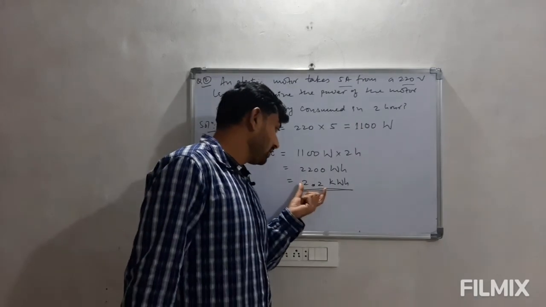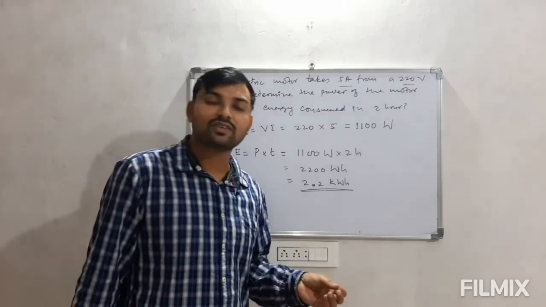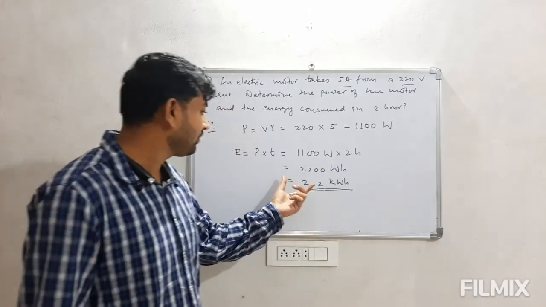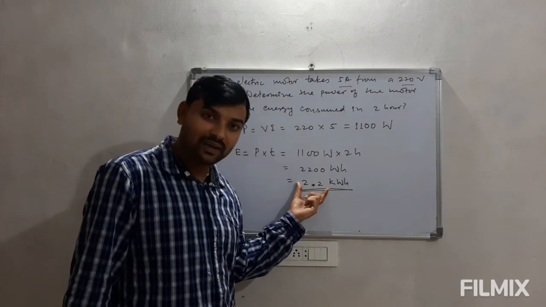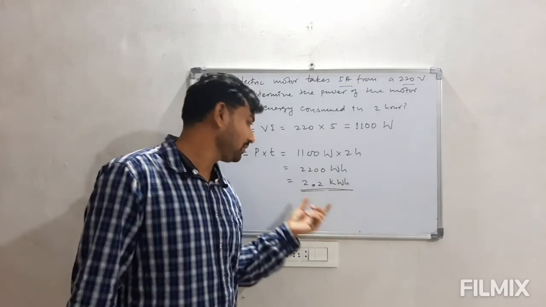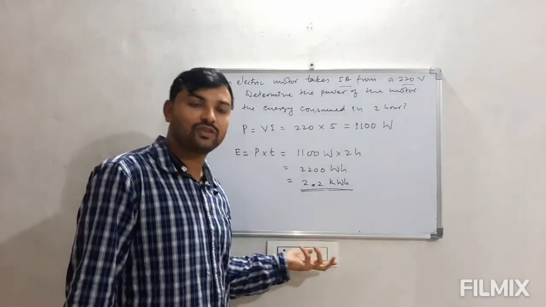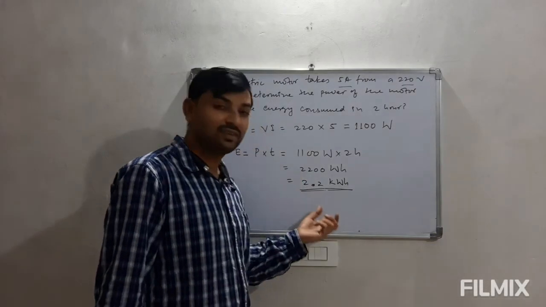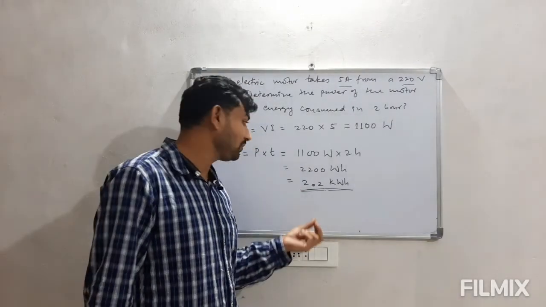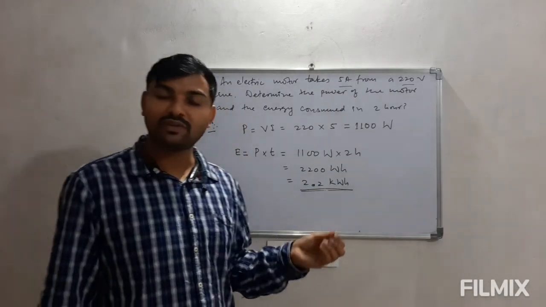Now if we talk about the bill, suppose the unit charge is 3 rupees, then we can get the amount by multiplying this energy by the rate, that is 3 rupees. If we multiply 2.2 by 3, the amount for this particular motor is 6.6 rupees. So this is all about the power concept.